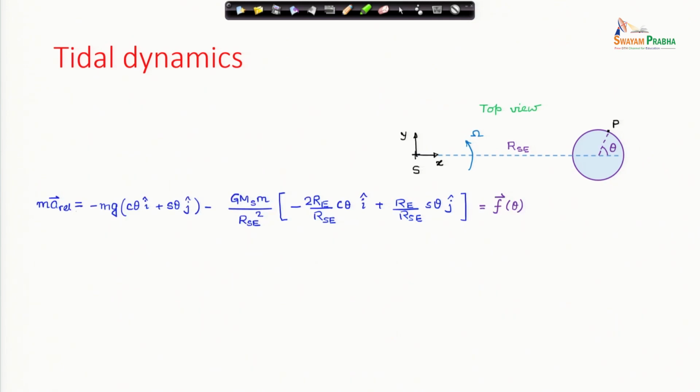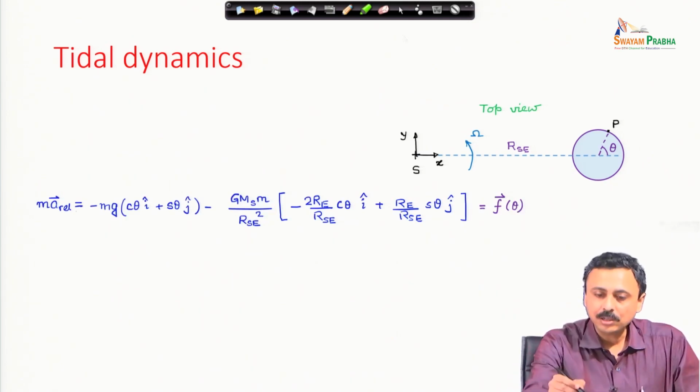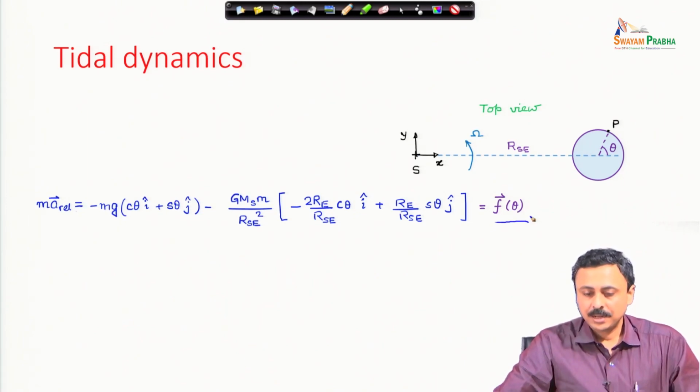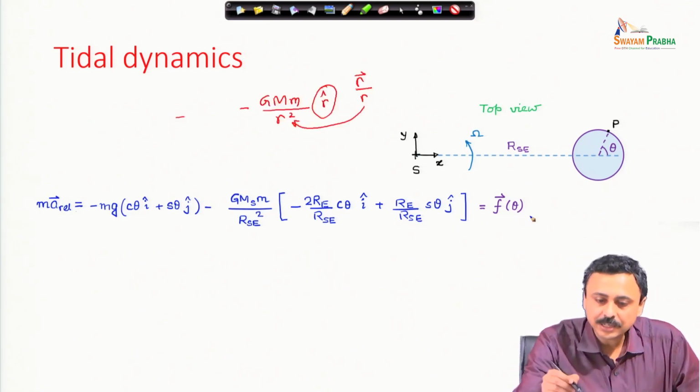This I have written out here, and this I call F theta. On the right hand side, therefore, we have force. This has dimensions of force, and this is a function of theta. Therefore, at different points on the equator, we will have different force.